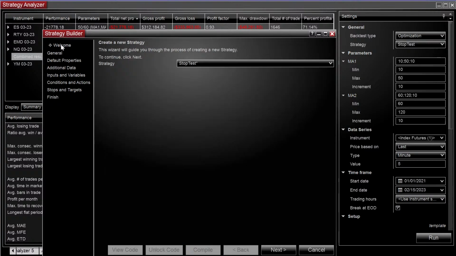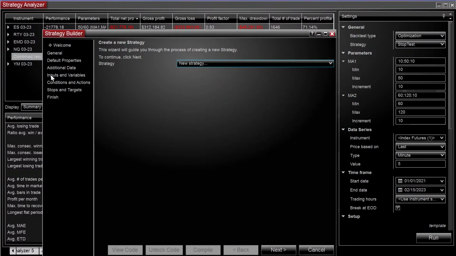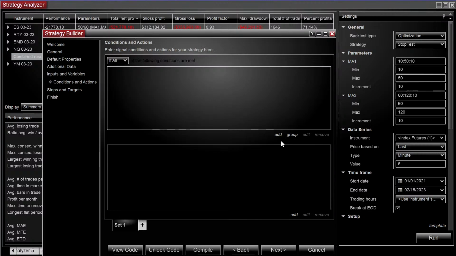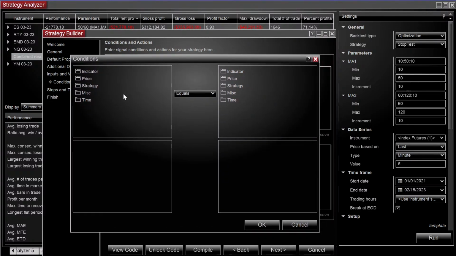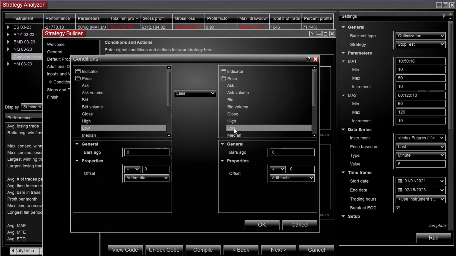Let's go ahead and go to the builder, new strategy. Just name it VWAP MR for mean reversion. So first, let's classify a hammer. Say price low is less than the low one bar ago.